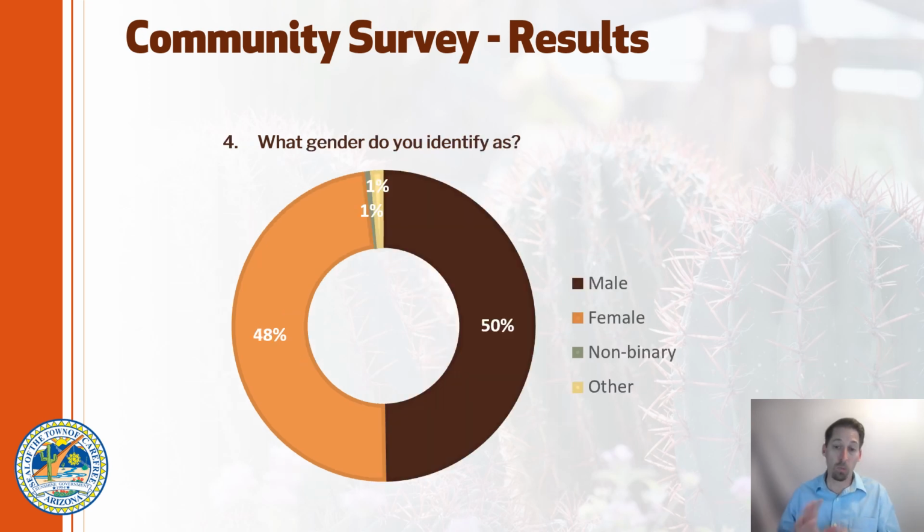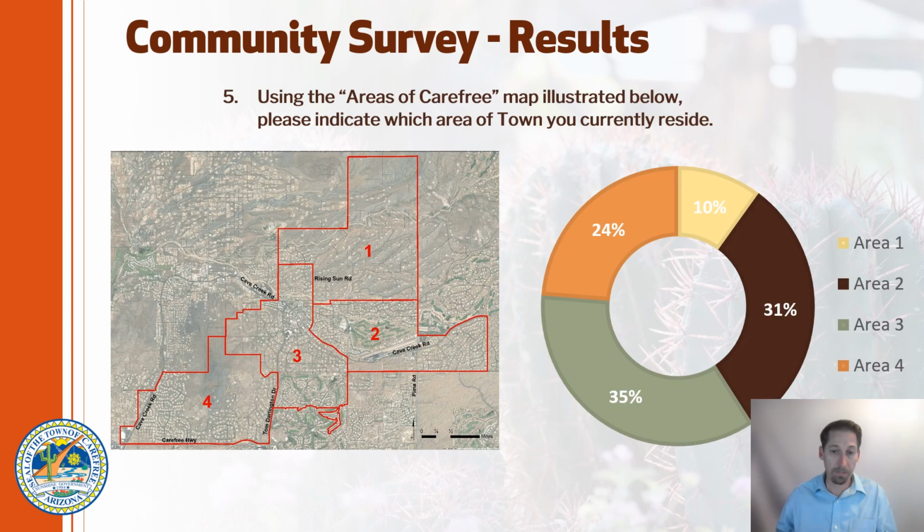Now, when we look at gender, we see almost an exact balance of 48 to 50%. So I don't know that we can even get much tighter than that. And it's good to see that we're getting representation from all aspects of the community.